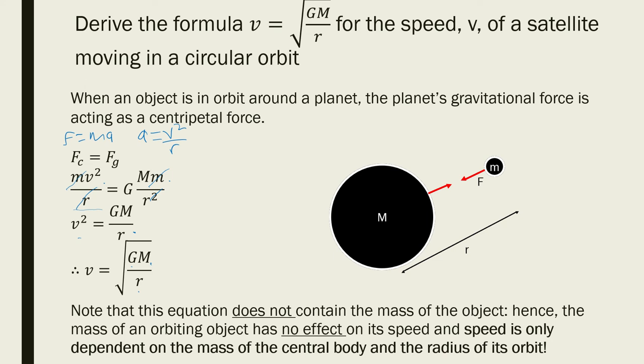Now, note, this equation here does not contain the mass of the object or the satellite. That mass was cancelled out. So the mass of this satellite here has no effect on its speed, and the speed is only dependent on the mass of the central body and the radius of the orbit.